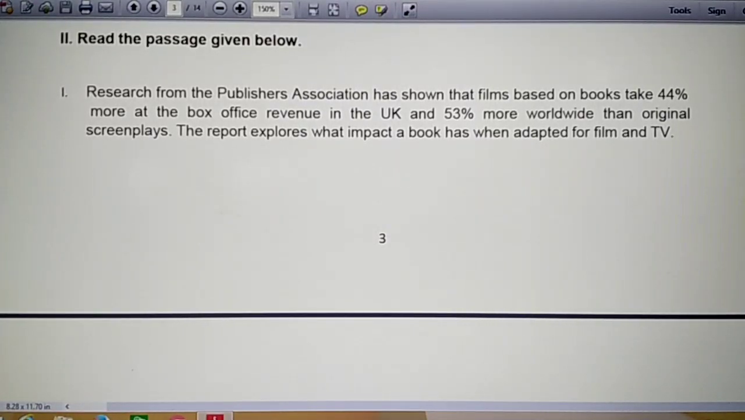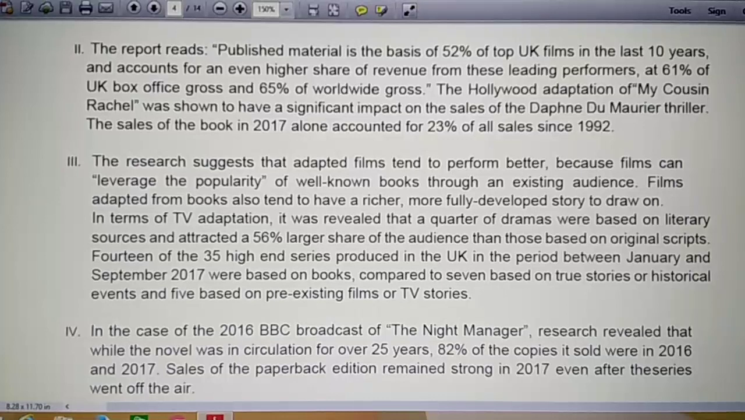Research from the Publishers Association has shown that films based on books take 44% more at the box office revenue in the UK and 53% more worldwide than original screenplays. The report explores what impact a book has when adapted for film and TV. The report reads, published material is the basis of 52% of top UK films in the last 10 years and accounts for an even higher share of revenue from these leading performers, at 61% of UK box office gross and 65% of worldwide gross.